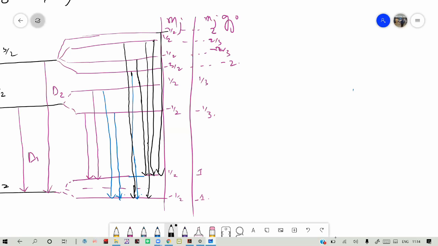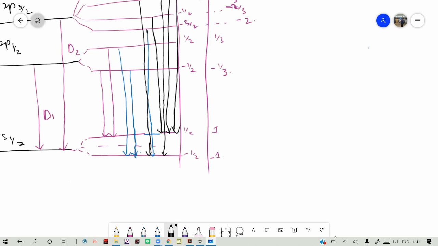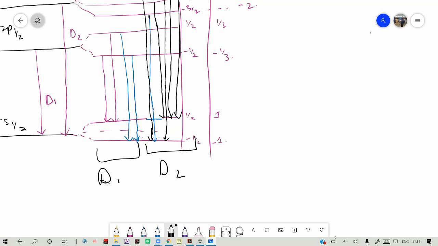Okay. So this is how we draw the transitions. These are the D2 lines and these are the D1 lines. Okay. And you can do more examples for this. Let me show you another one.